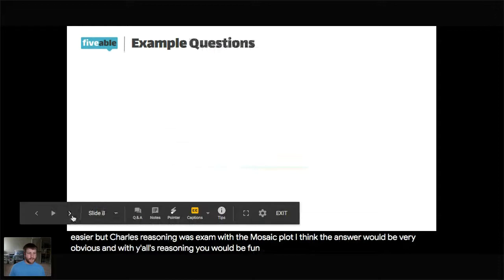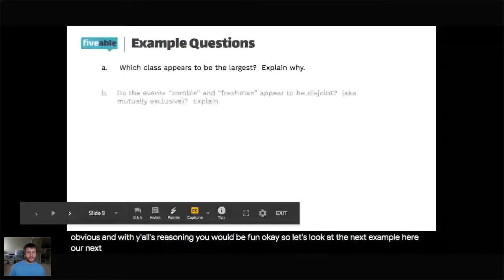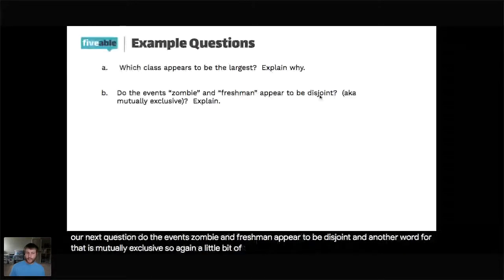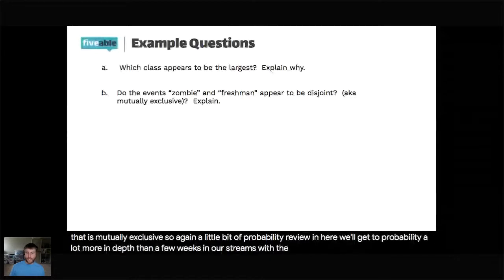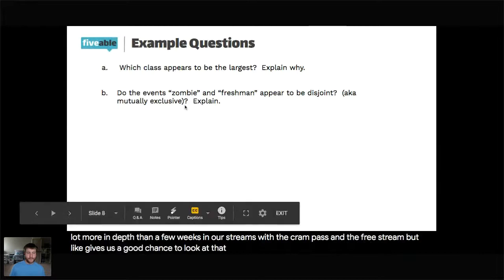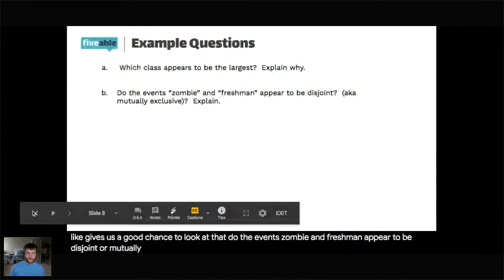Okay, so let's look at the next example here. The next question: do the events zombie and freshman appear to be disjoint? And another word for that is mutually exclusive. So again, a little bit of probability review in here. We'll get to probability a lot more in depth in a few weeks in our streams with the cram pass and the free stream. But the mosaic plot gives us a good chance to look at that. Do the events zombie and freshman appear to be disjoint or mutually exclusive?